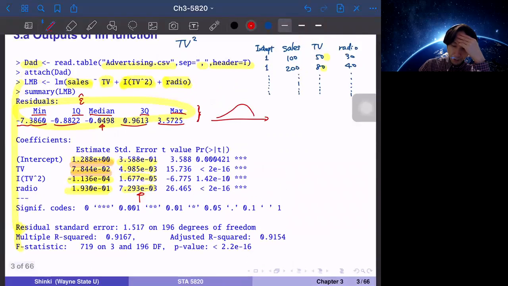Yeah, here. So the residual, this is the distribution of residual, and this is the output. Maybe we can explain this. So basically estimate and the standard error. This t value is the ratio. So estimate divided by this is equal to this. 1.288 divided by 0.358. So this is 3.58.